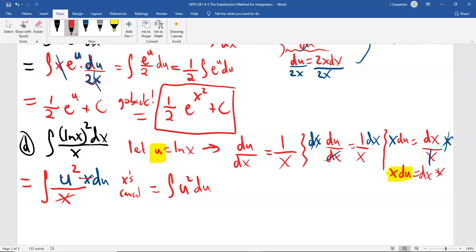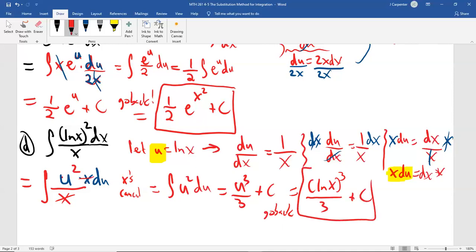The integral of u squared, just add 1 and divide by the same power, so that's u cubed over 3. Don't forget your plus c. But then we go back to x's. So instead of writing u, we write the natural log of x. So this is parentheses, and you need these parentheses. Natural log of x all cubed, because without the parentheses, it's implying something very different. All over 3, and then a plus c. And boom, there is our integration.